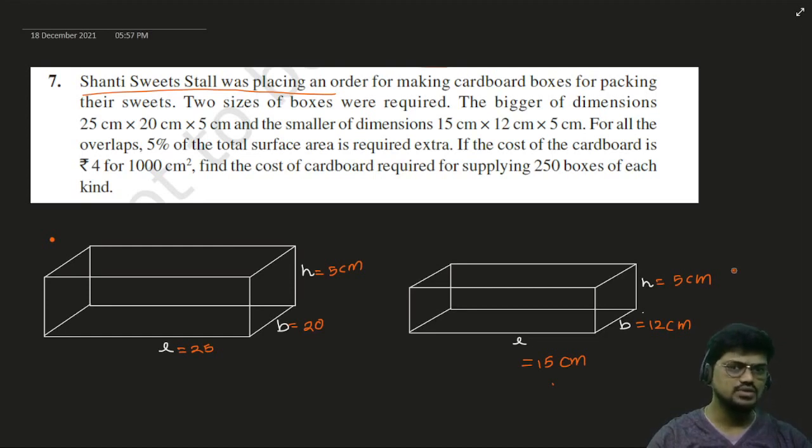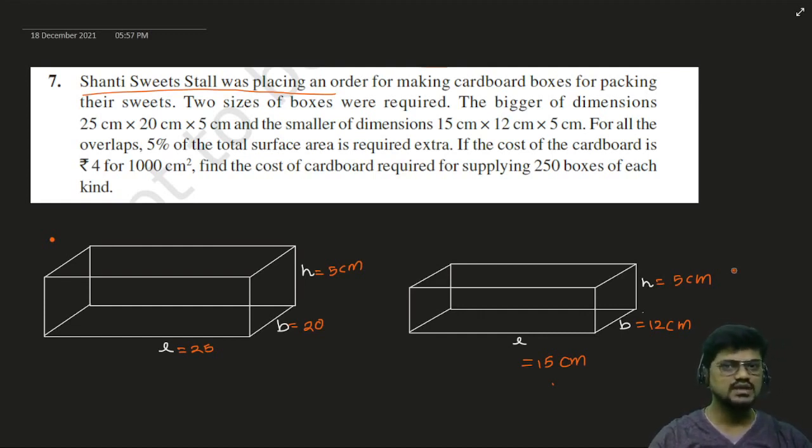For all the overlaps, 5% of total surface area is required extra. If the cost of the cardboard, see, I am drawing this diagram. This diagram is not required. I'm drawing it only for the understanding purpose. You don't have to draw this all, right? It will take a lot of time to draw. Do not draw these diagrams and all. You can directly use the length into breadth formula and solve it.